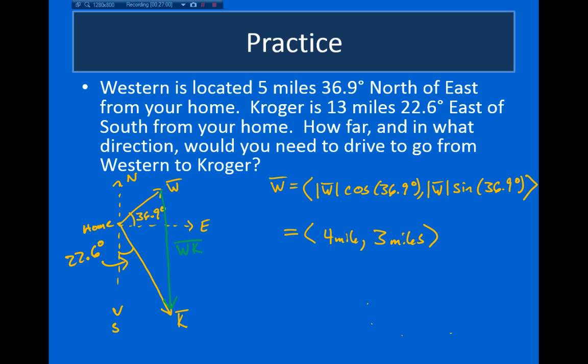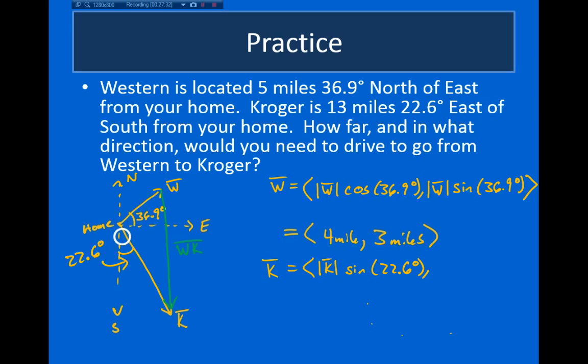So we can do the same thing now with this vector k over here. Now remember this 22.6 is being measured east of south, so it's this angle right here. So the first component, the east-west component, is pointing east, so it's going to be positive. It's going to be the magnitude of vector k, and because this is opposite the angle, 22.6 degrees, I'm going to use sine of 22.6 degrees.